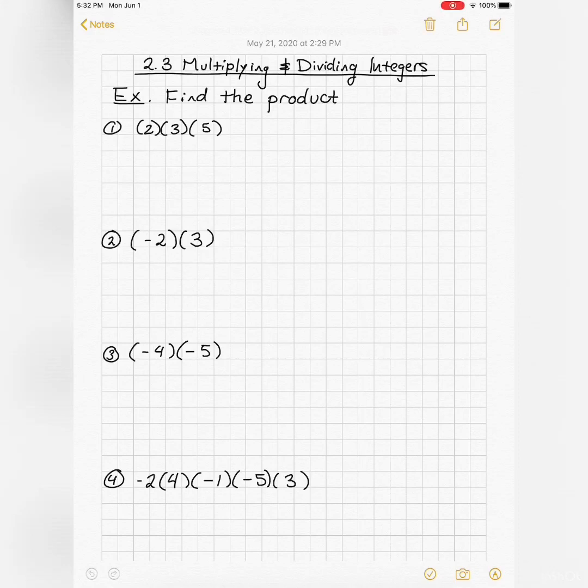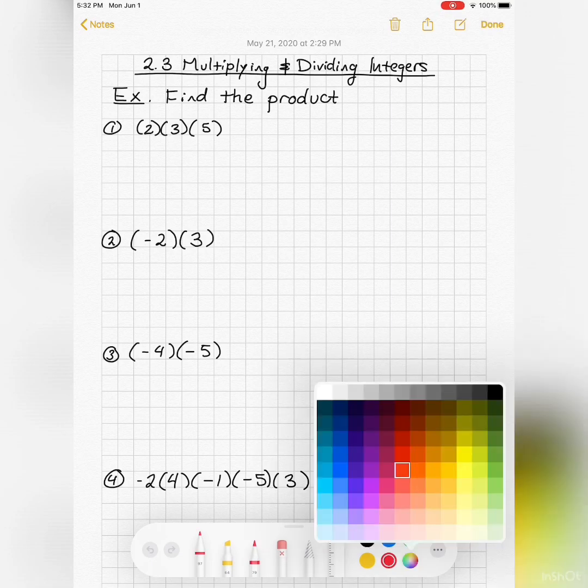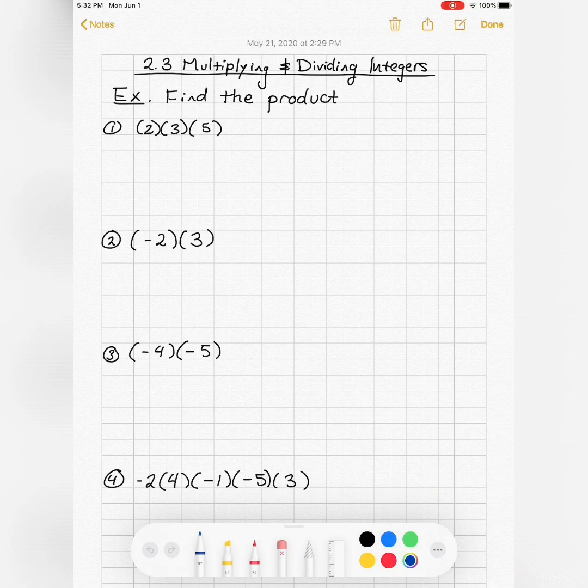Okay, how much do you remember about multiplying and dividing integers? Find the product. So when I'm multiplying, even if I have more than just two factors here, like I do in the first example, I can start with these first two. So let's see, 2 times 3 is 6. 6 times 5 is 30.